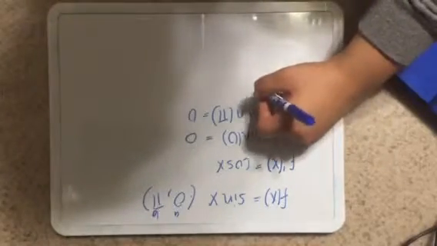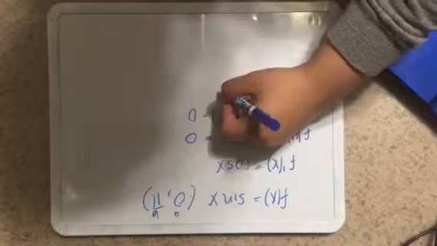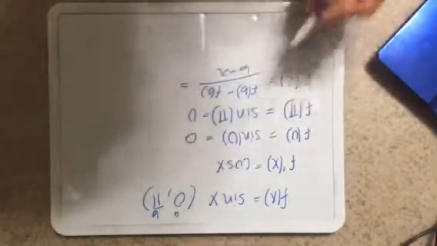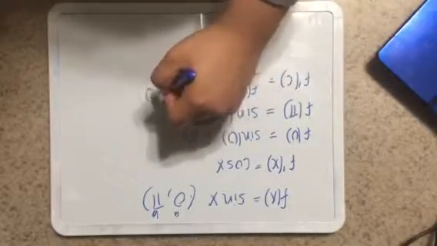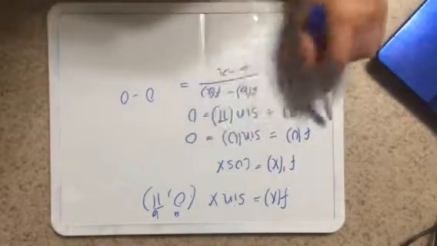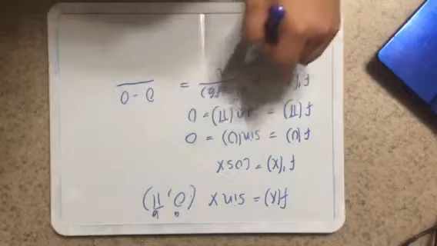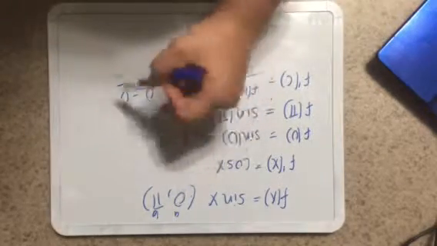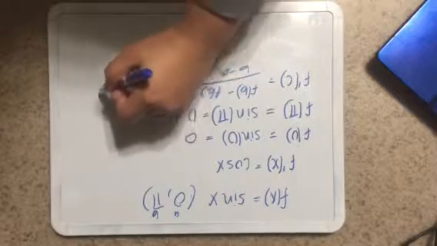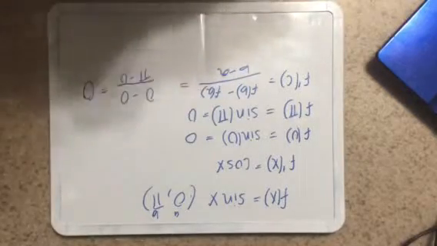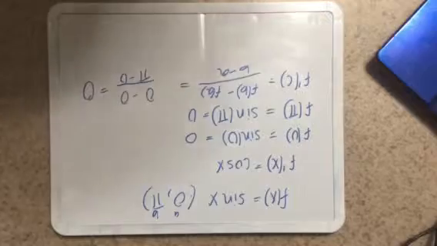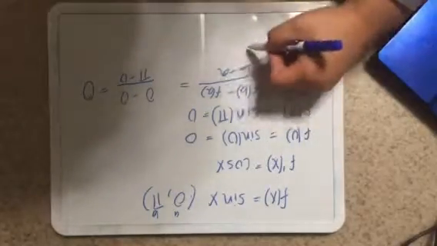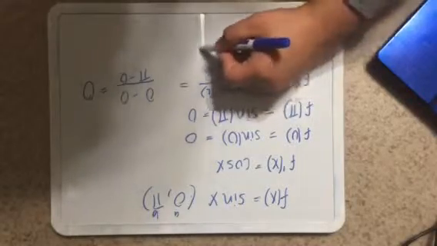We know it's f of b minus f of a all over b minus a, and we know that f of b is 0 minus 0, which is f of 0 here, all over b minus a, which is pi minus 0, and we're going to get 0. So now we set 0 equal to our derivative. Cosine of x equals 0.